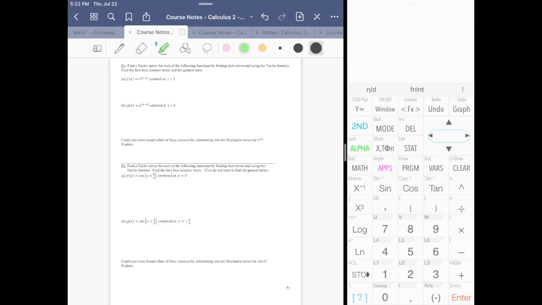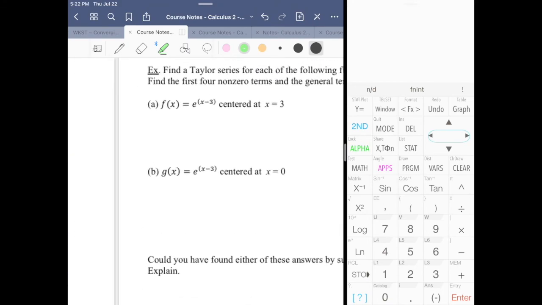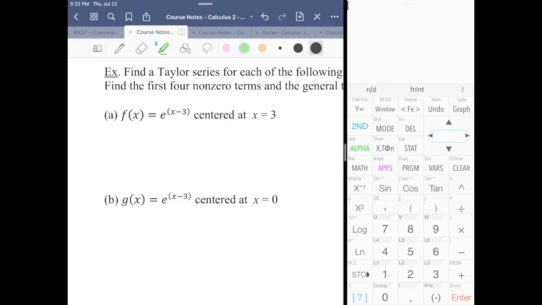So page 91, it says find a Taylor series for each of the following functions by finding derivatives and using the Taylor formula. All right, so we know the Taylor formula at this point. We also know some general processes associated with the Maclaurin series that help pave the way to understanding this stuff in a more reasonable fashion. Specifically, the idea that if it's centered around a value that makes your function more convenient for evaluation, then you're in good shape.